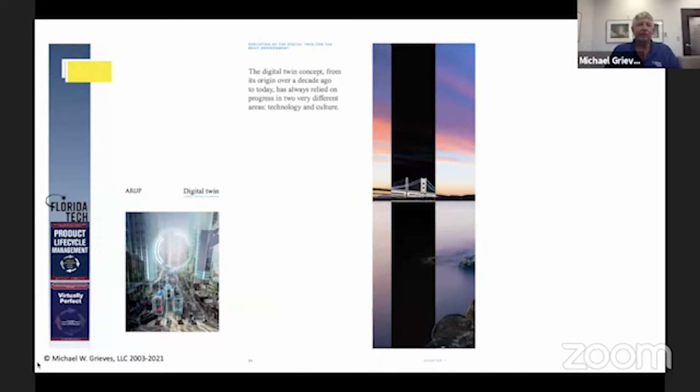This is a slide from an ARUP digital twin brochure or paper they did. And the focus here was the idea of what we are going to look at in terms of driving the digital twin. The two aspects that I highlight are that technology is a huge driver of this, and there's no question about that. But culture is going to have to change.